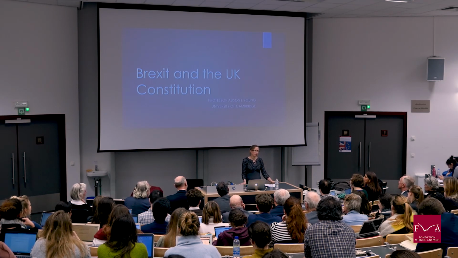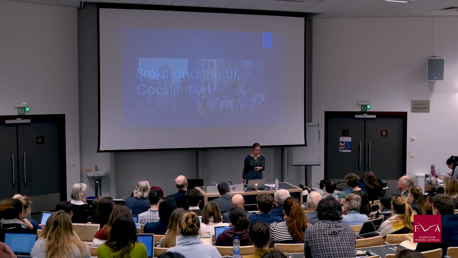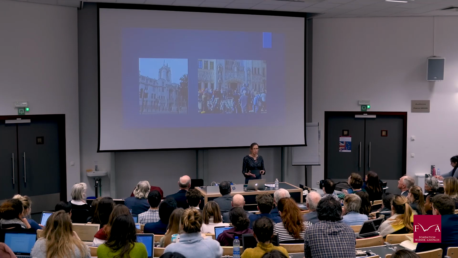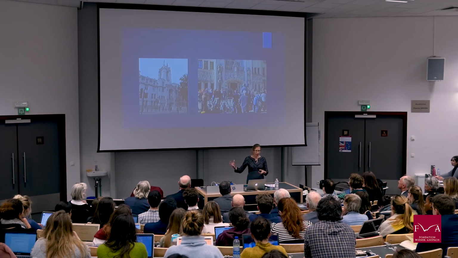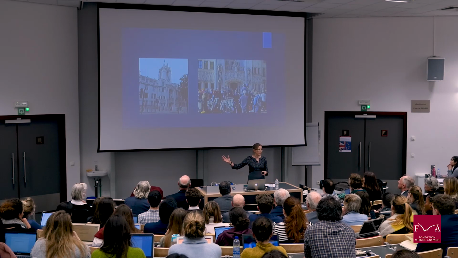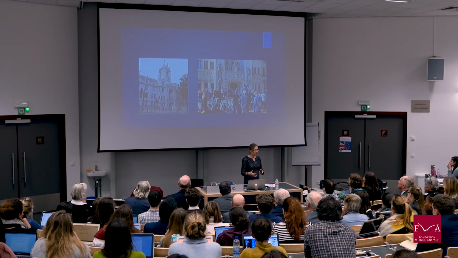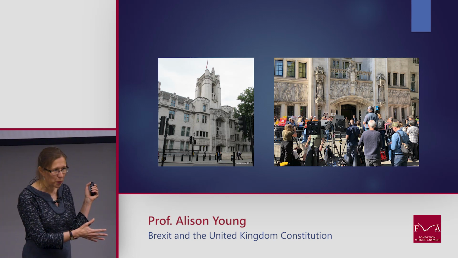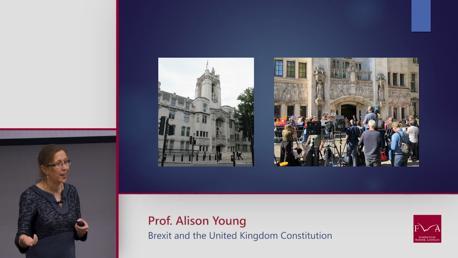What I want to do is to try and explain some aspects of the UK Constitution through Brexit, and to focus in particular on the impact Brexit has had on the UK Constitution. And the starting point is probably to show you this picture. This is on the one hand what the Supreme Court normally looks like, just a building on a square. And on the other hand, what it started looking like during the Brexit process, and this was a quiet day.